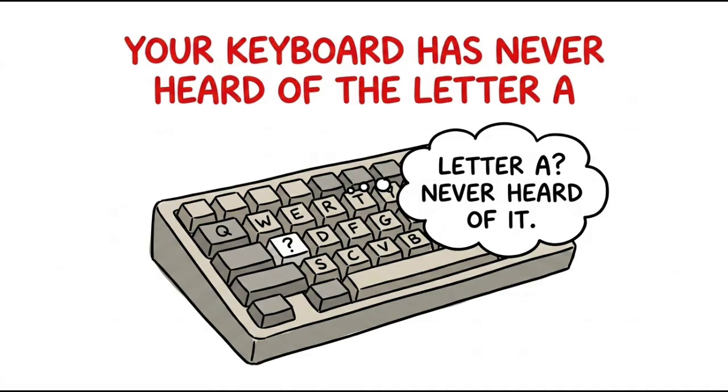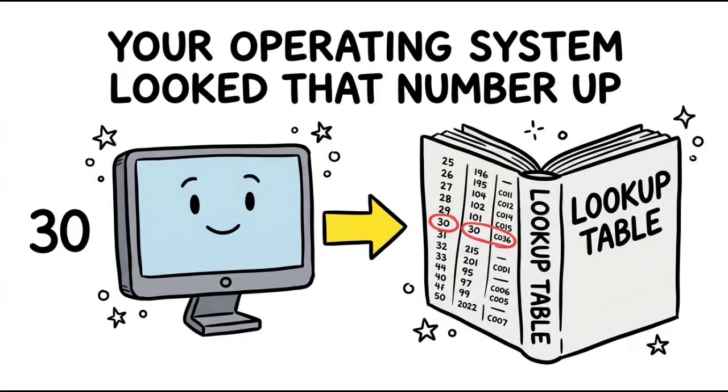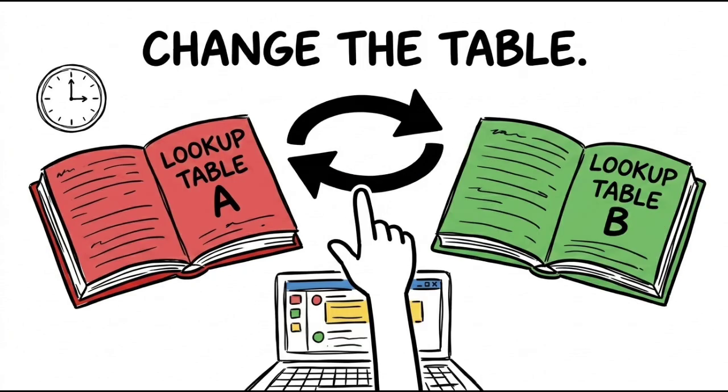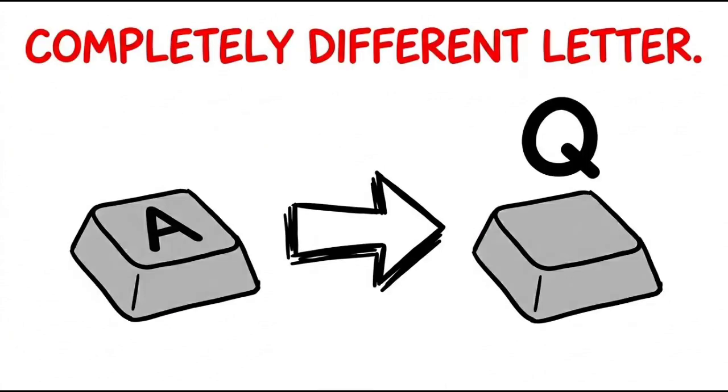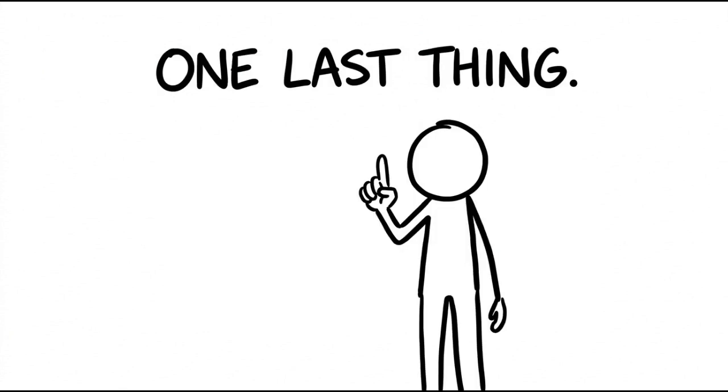The keyboard has never heard of the letter A. It only knows that position 30 completed a circuit. Your operating system looked that number up and decided it meant A. Change the table. Same key, completely different letter. The plastic never knew what you meant. It never will. One last thing.